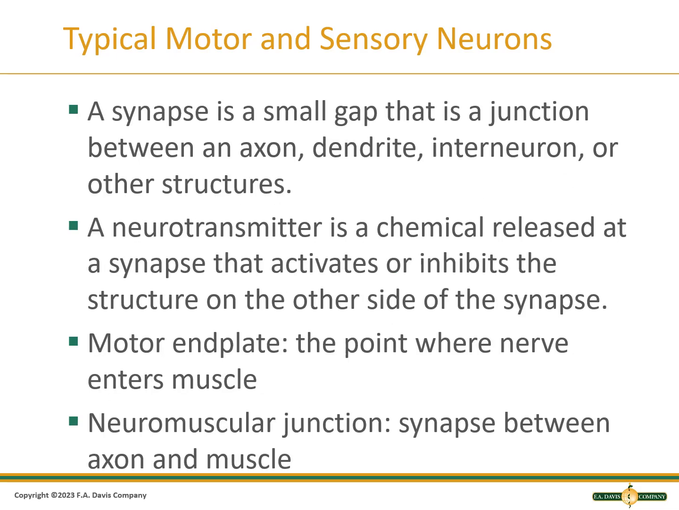The synapse is the space where communication between neurons occurs. It's a small gap that is a junction between the axon of one neuron and the dendrite of another neuron, or the axon and the terminal location, such as the muscle. Neurons communicate via neurotransmitters, which are chemicals released at the synapse, which either activate or inhibit receptors on the receiving neuron. And so the motor end plate is going to be our terminal location of the muscle. The motor end plate is a point where the nerve enters a muscle, and the neuromuscular junction is the synapse between the axon and the muscle.